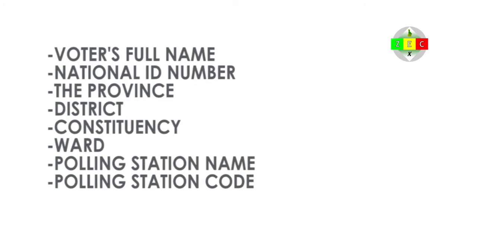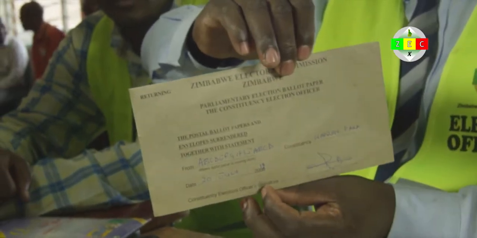Each postal voter envelope will bear the voter's full name, national ID number, the province, district, constituency, ward, and polling station name. In addition to this information, the polling station code will also be shown. This polling station code is unique to each and every polling station. Using this code, sorting is greatly simplified.